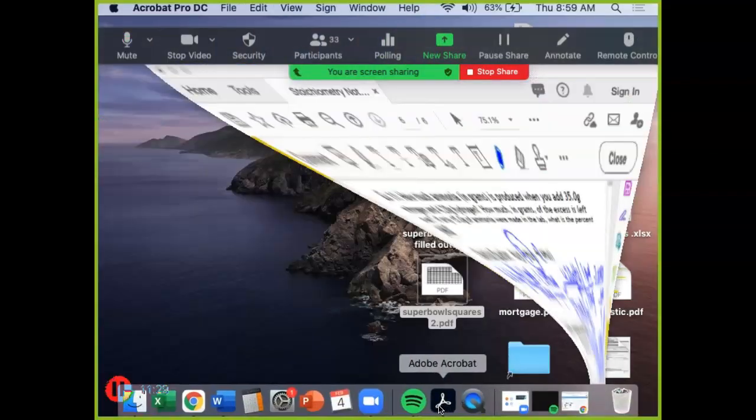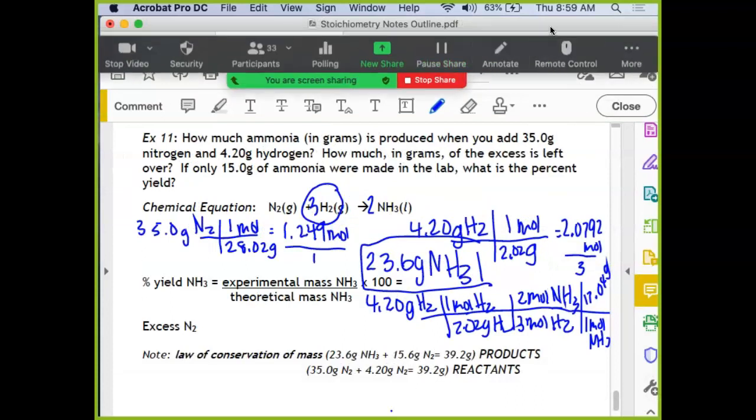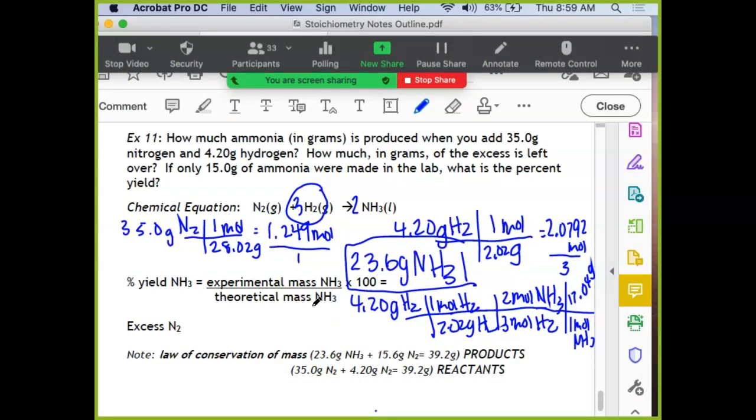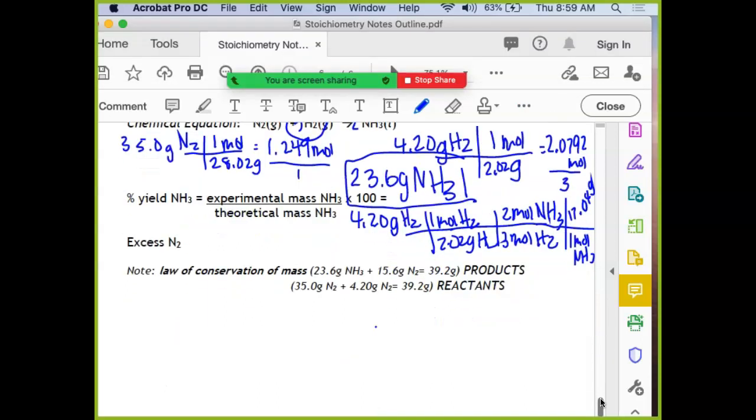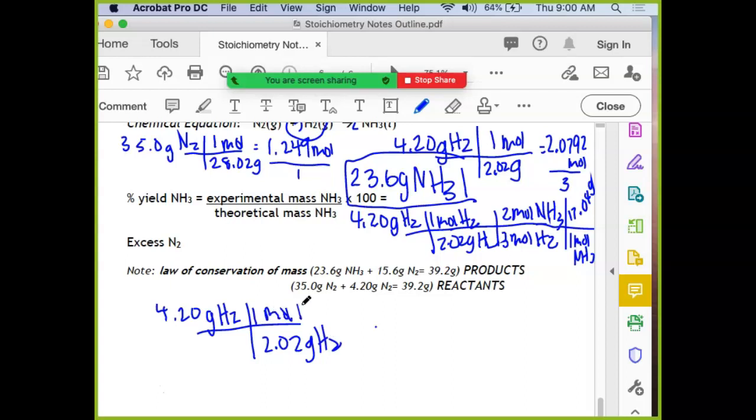I'm running out of room. I'm going to do the excess down here. So just as we said before, the limiting reactant determines everything about the chemical reaction. So every time you do math, you will always start with the limiting reactant. Always. So who's my limiting reactant? It's hydrogen. So I'm going to start with my limiting reactant, 4.20 grams of hydrogen. And I have to turn it into moles, as always. 2.02 grams of hydrogen for every 1 mole of hydrogen.